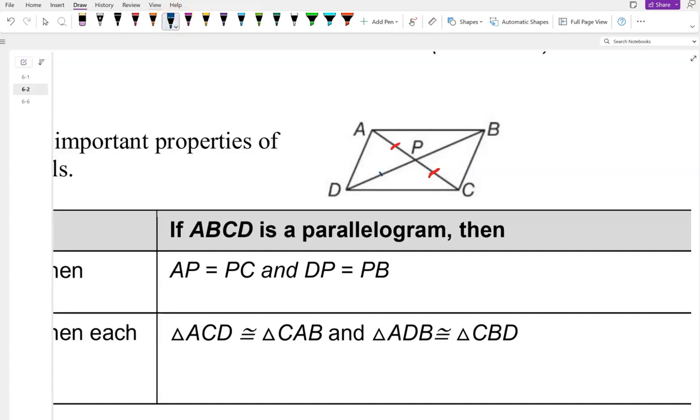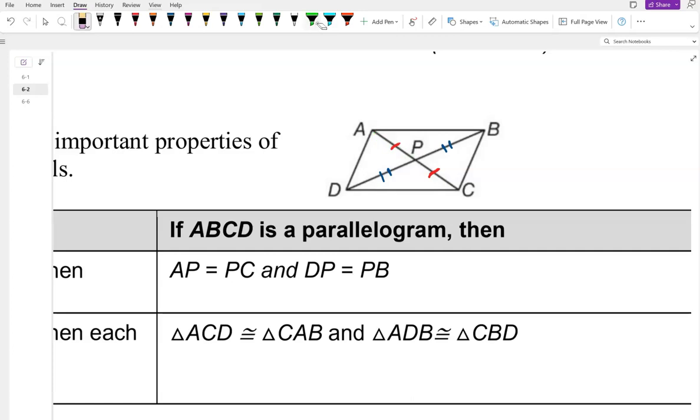And then the same thing for the other side. DP is equal to PB. All right, so you need to understand that. These are equal, these are equal. So that means if I was to tell you, hey, AP is 10, and I just asked you what's PC, well, PC is also 10. Or if AP is 20, PC is 20. If AP is 50, PC is 50.